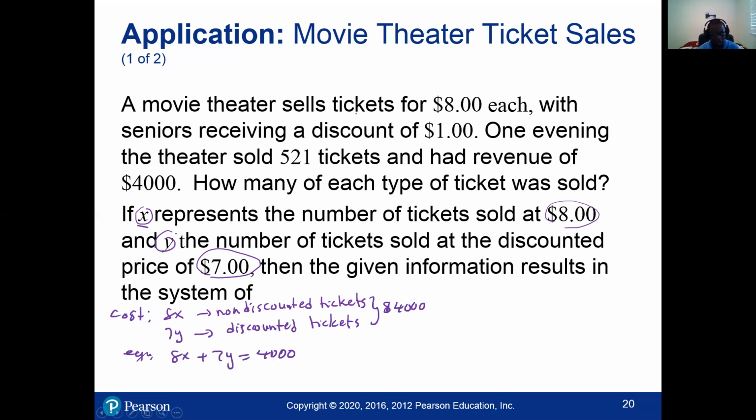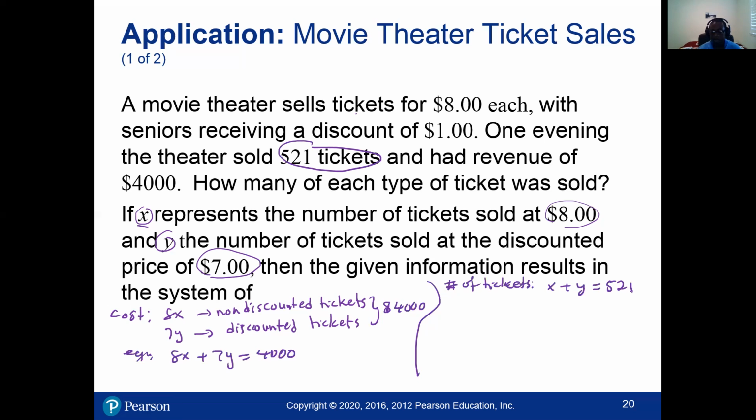And also we have what? There are a number of tickets. We have a number of tickets equation. There are x non-discounted tickets and there are y discounted tickets. But how many were sold that day? It was 521. And therefore, that gives me x plus y is equal to 521.